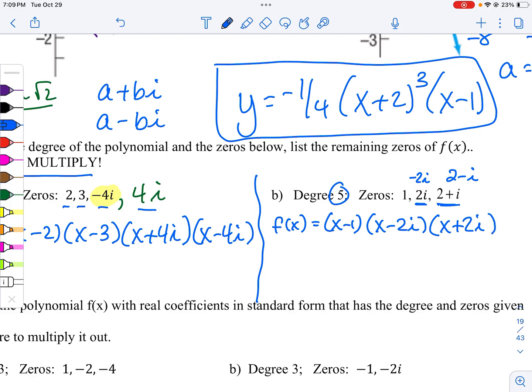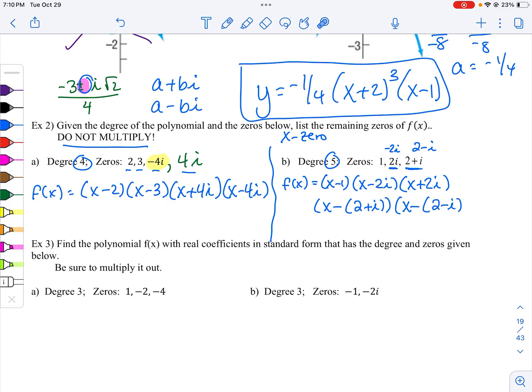Remember the 2 minus i, it's always x minus the 0. So we also have x minus, and then in parentheses 2 plus i, like we did yesterday. And then we also have x minus in parentheses 2 minus i. So there are my 5 factors. I've got the x minus 1, x minus 2i, x plus 2i, and then I've got these last two for the 2 minus i and 2 plus i. And those are my 5 factors because my degree is 5.